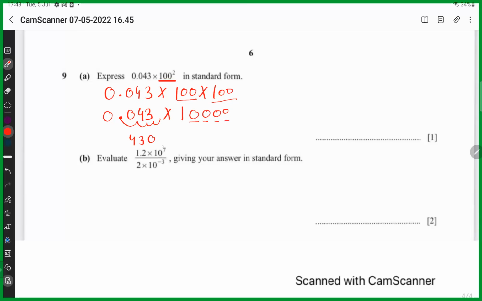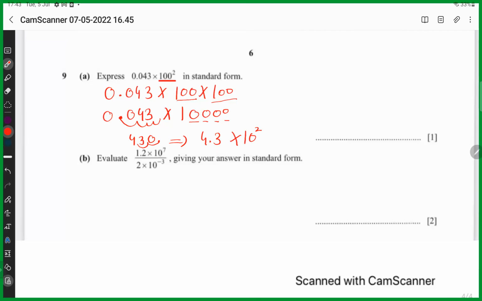This would be the new number. And now you need to write it down in standard form. So this is your decimal. Just shift this decimal 2 units to the left, 1 unit and then another unit. And it would become 4.3 multiplied by 10 power 2.